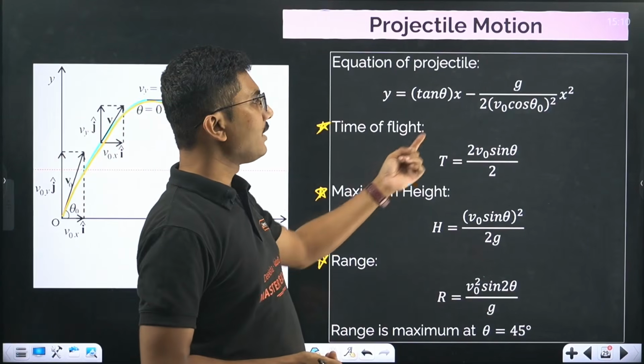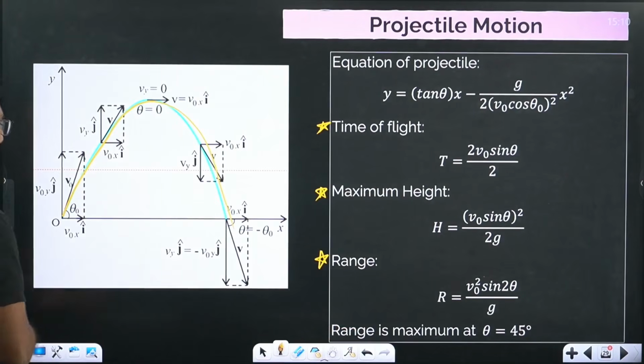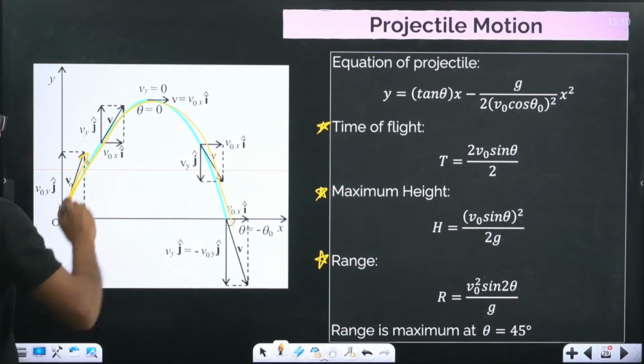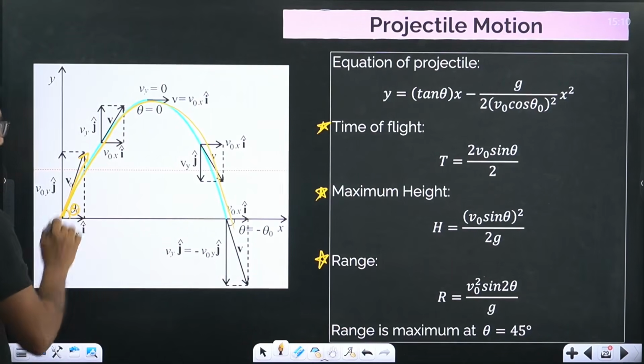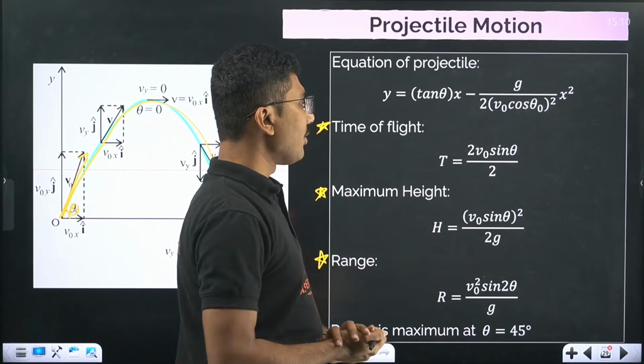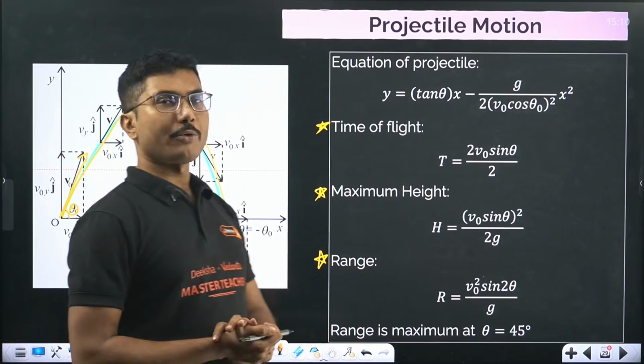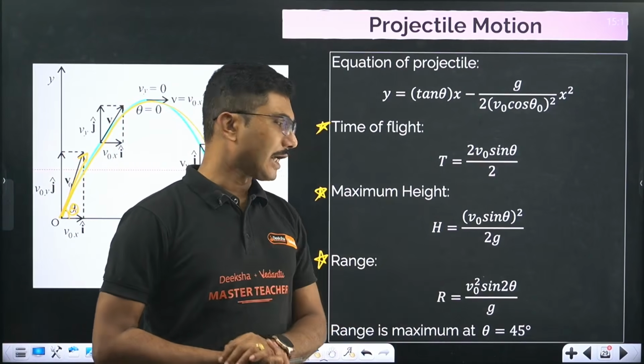So time of flight is 2 v naught sin theta by g. Obviously theta is the angle of projection with which the projectile is projected. That angle is given by theta. Maximum height is v naught sin theta whole square by 2g, and range of projectile is v naught square sin 2 theta by g.